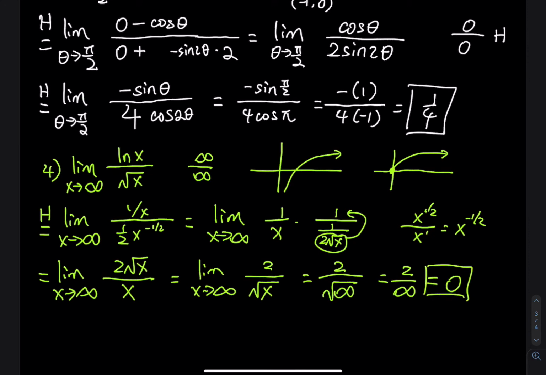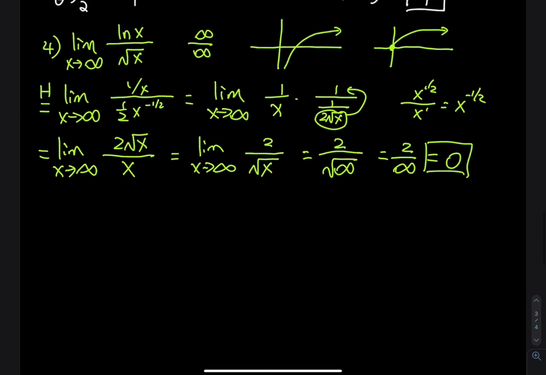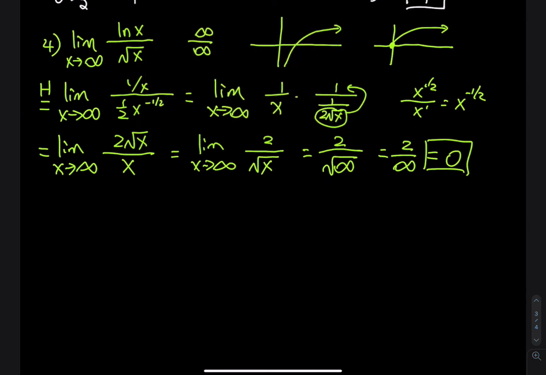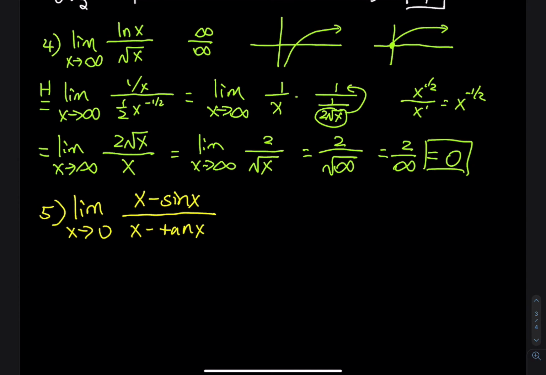The next one is pretty long. Number 5, we have limit as x goes to 0 of x minus sine of x divided by x minus tangent of x. Okay, do we have 0 or infinity? So we have 0 minus sine of 0, which is 0, and then tangent of 0, that is also equal to 0. Then we have 0 divided by 0, so that is L'Hopital's rule.